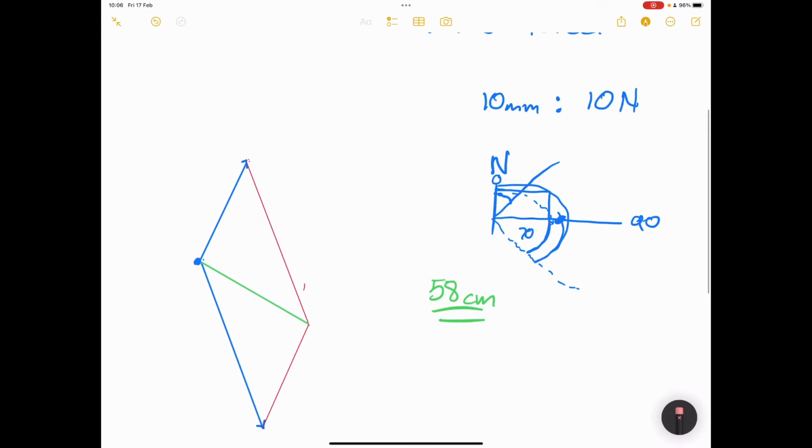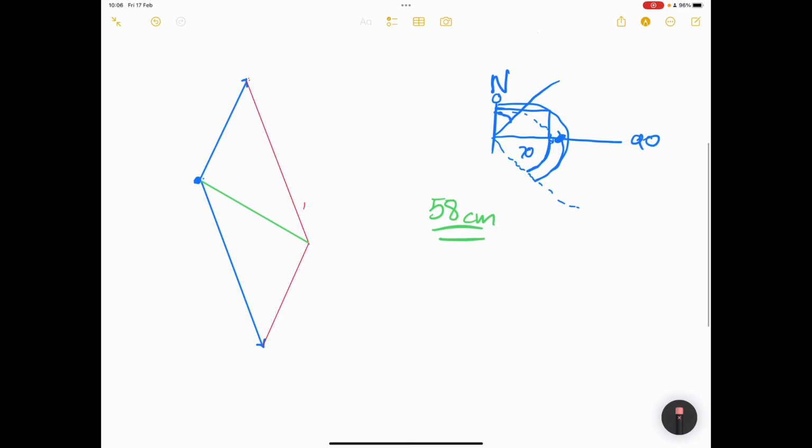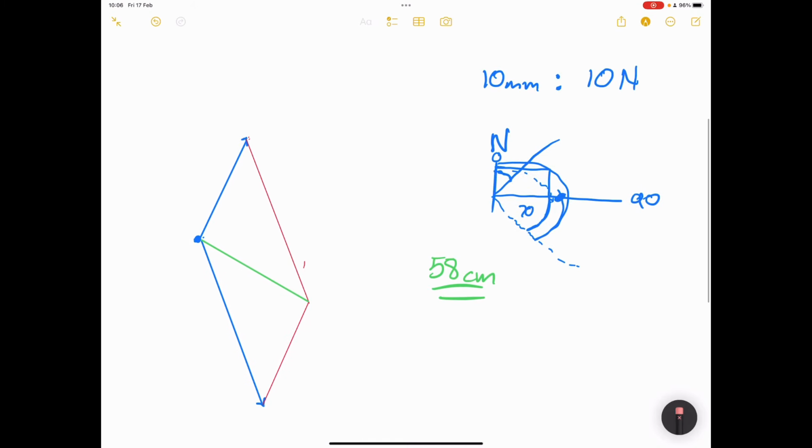And by the way, because our scale is 10 millimeters to 10 newtons, that should be approximately 58 newtons of force. So it means that our resultant force should be 58 newtons, right? I haven't said anything about the direction. We'll come back to that and measure it for ourselves.